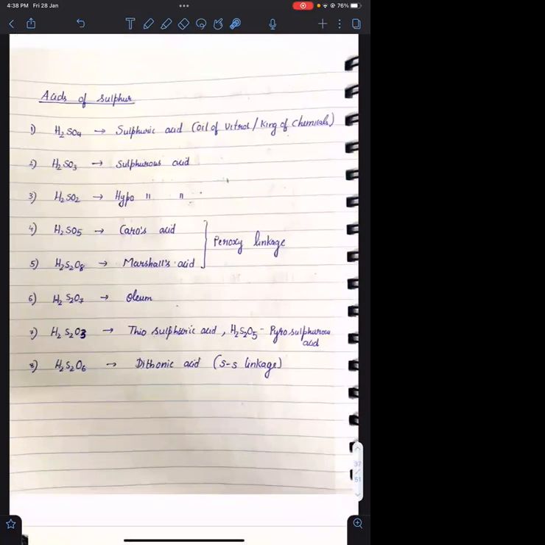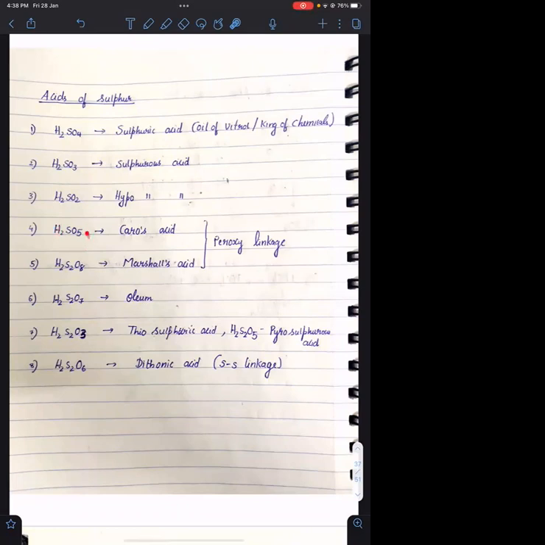These are very important. Acids of sulfur. Everyone. Acids of sulfur, very important. H2SO4, which is called sulfuric acid, also called oil of vitriol or king of chemicals. H2SO3, called sulfurous acid. H2SO2, यहाँ से एक ऑक्सीजन को हटाया हमने, hence it is called hyposulfurous acid. If you are having a lesser amount, it is called hypo. If you are having more amount, it is called hyper. As it is having one oxygen less, it is called hyposulfurous acid.